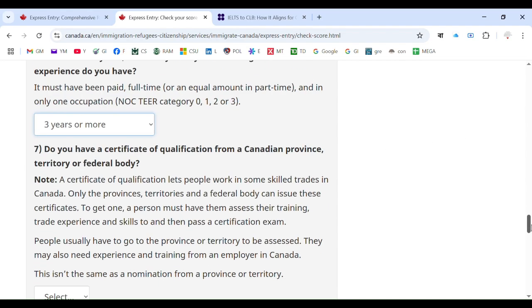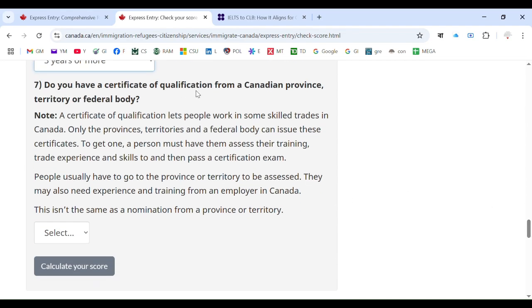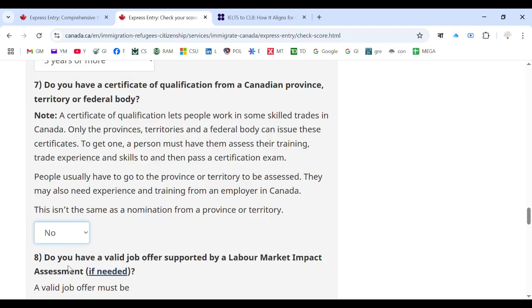Okay, and then, do you have a certificate of qualification from a Canadian province, territory, or federal body? So, for example, if any territory or Canadian province has issued you a certificate of qualification, that will be like you have a training program and you are certified. You passed a certification program. Then you will earn a certificate from a province, and based on that, you will be earning some points. Okay, so you understand what I'm saying, right? So if you have a certificate, then yes, otherwise no.